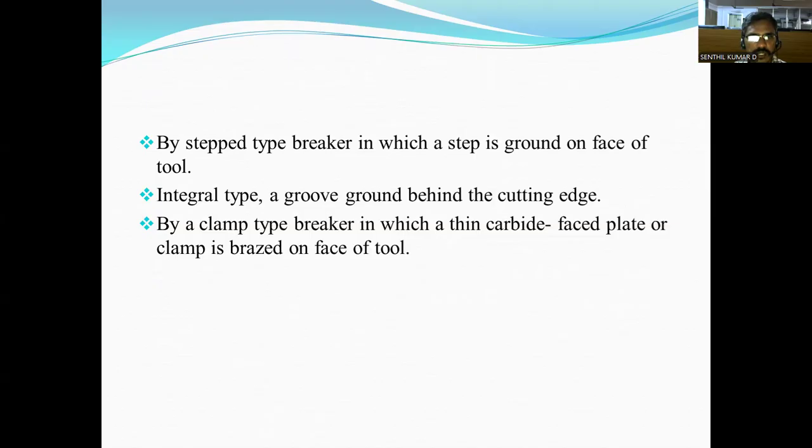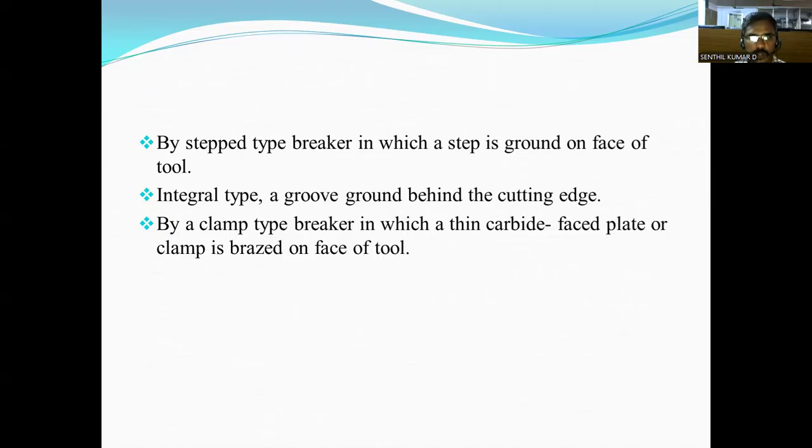Next one is a stepped type breaker in which a step is ground on the face of the tool. The next is an integral type chip breaker, where a groove is ground behind the cutting edge of the tool. And finally, a clamp type breaker, in which a carbide faced plate or clamp is brazed on the face of the tool.